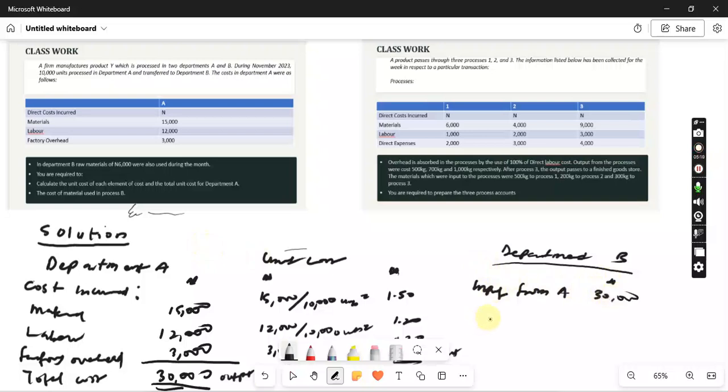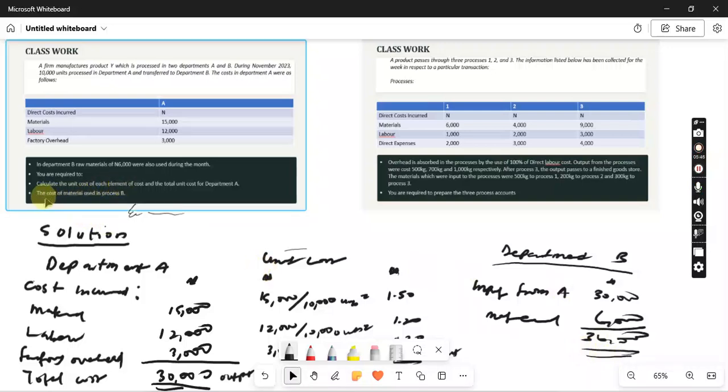Then we also have, from the question, we're told that the cost of raw materials used in department B is 6,000 naira. At the end of the day, we have 36,000 naira. Now, we shouldn't get confused. The question says calculate the unit cost of the cost of material used in process B.